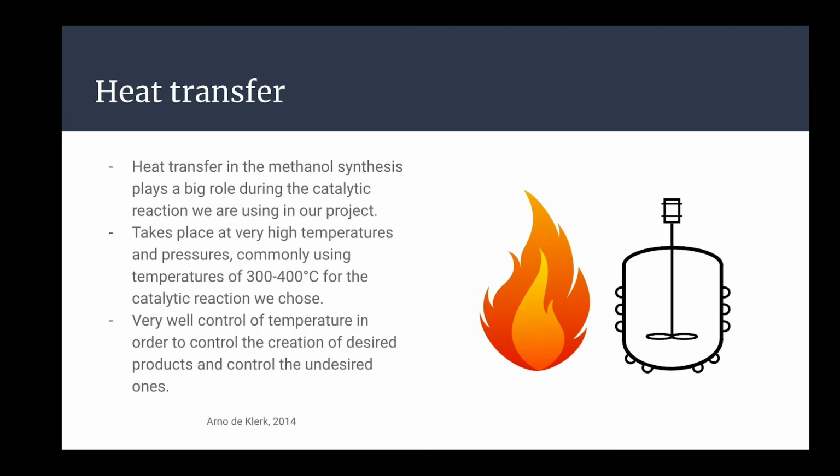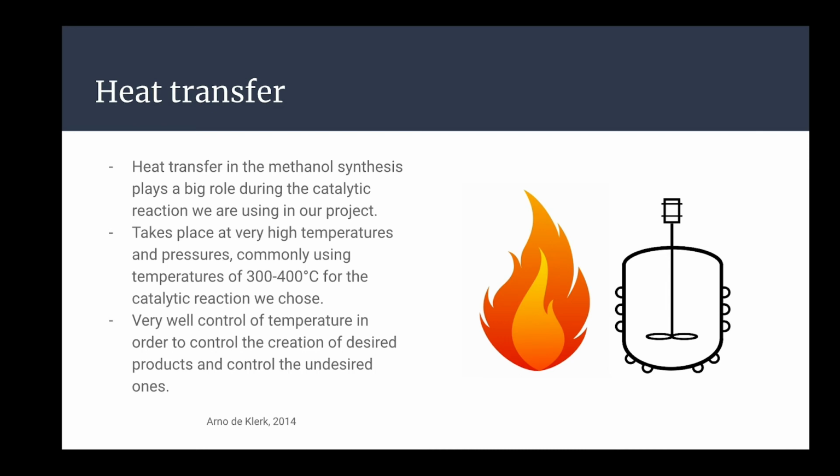The heat transfer in the methanol synthesis is one of the main factors that we have to take into account when designing a process like this. This is due to two main reasons. The first one is the temperature at which our reaction occurs. The catalytic reaction we are using takes place at 300 to 400 degrees Celsius, so we must have very good heat transfer in order to achieve the products that we want. The second is the control of the temperature in our reactor.